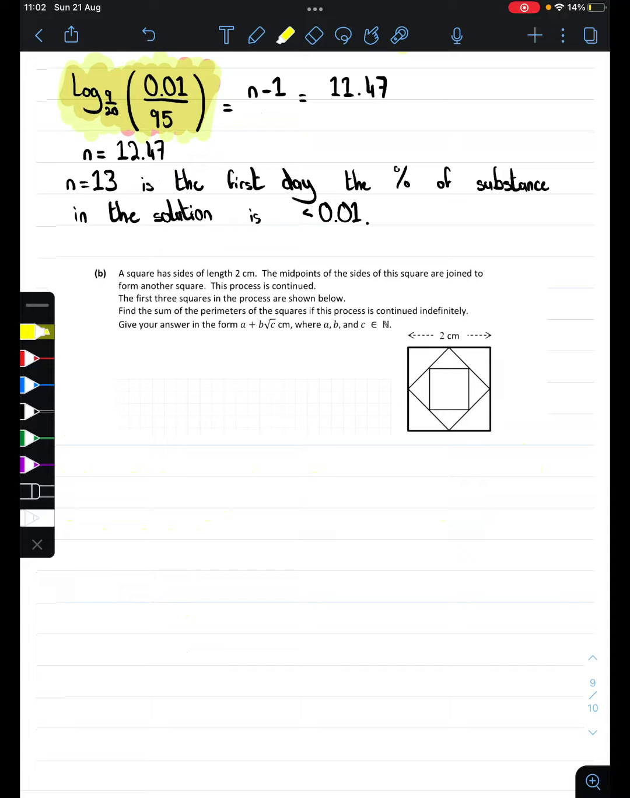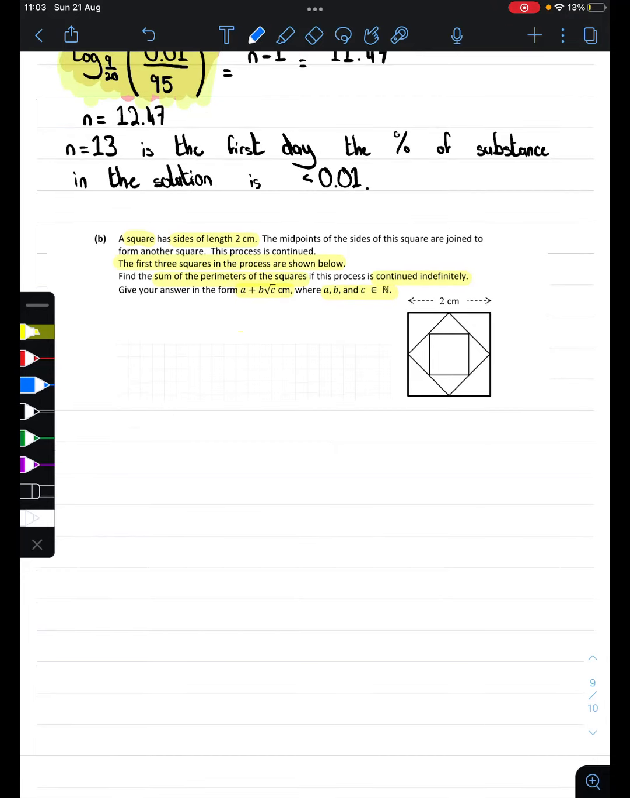A square has sides of length 2 centimeters. The midpoints of the sides of the square are joined to form another square, like we see in the diagram, and this process is continued. So the first three squares in this process are shown below. That's what's in the diagram. And we want to find the sum of the perimeters of the squares if this process is continued indefinitely. Give your answer in the form a plus b root c centimeters, where a, b, and c are natural numbers.